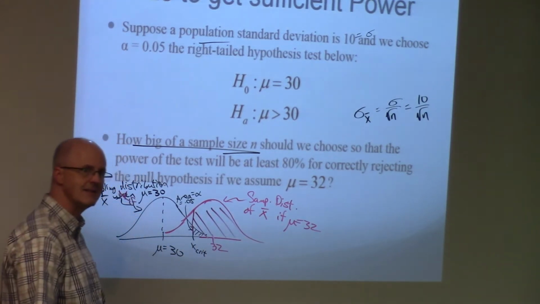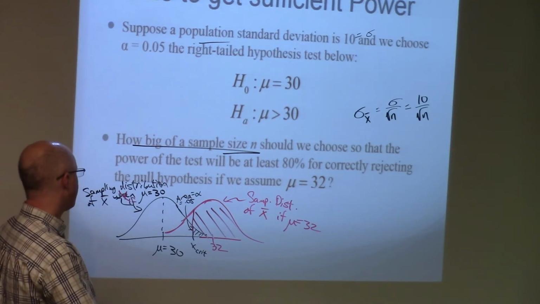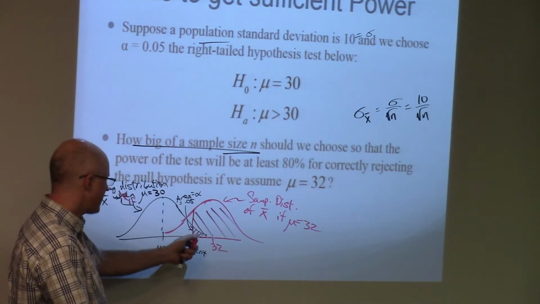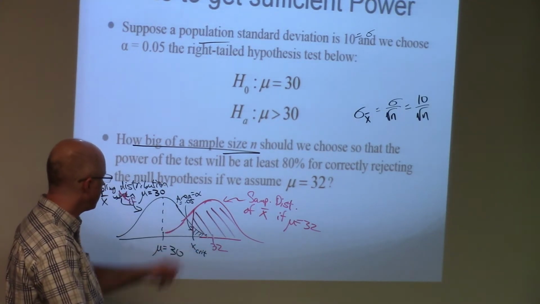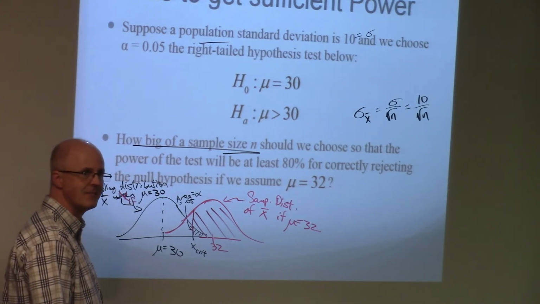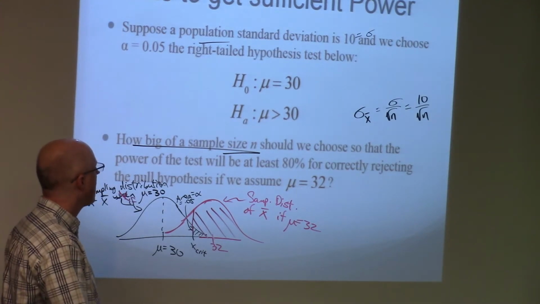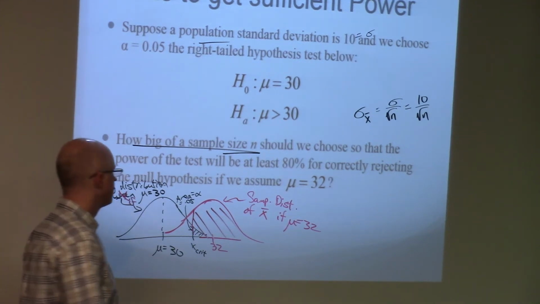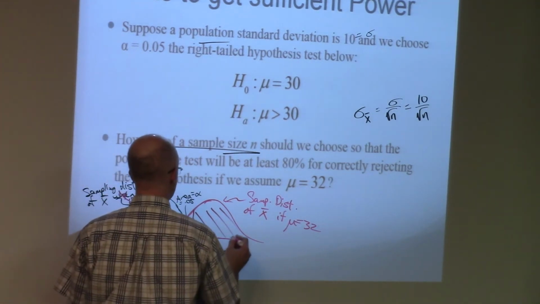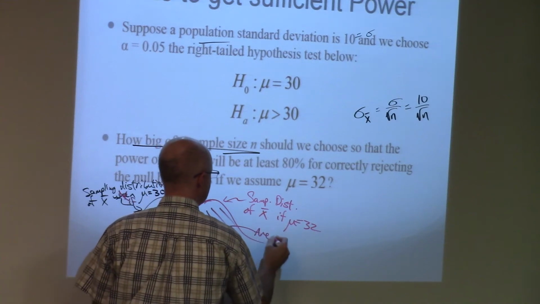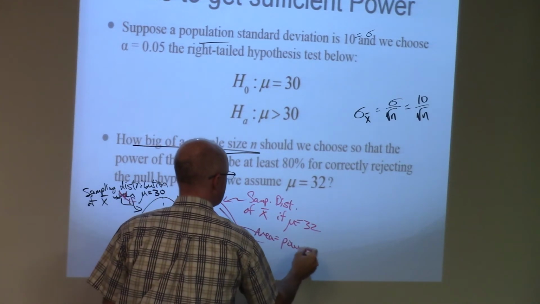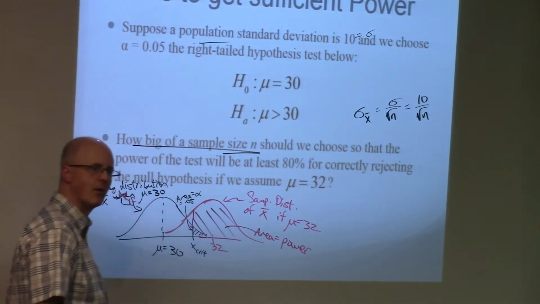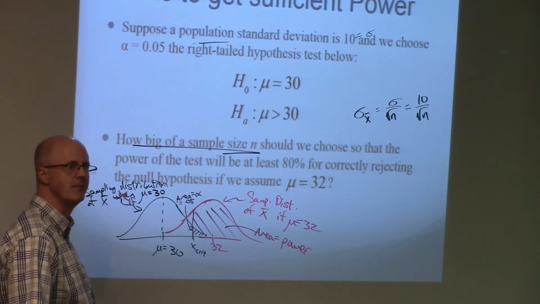That area like that. Now I've drawn this so that it looks like that area is 5%, the black area, and the red area is about 80%. But I still don't know what n should be to make this happen, and that's the rest of the problem. But this area is going to be the power of the test, if you assume mu is 32.